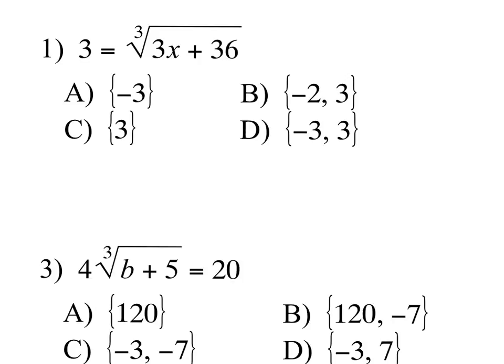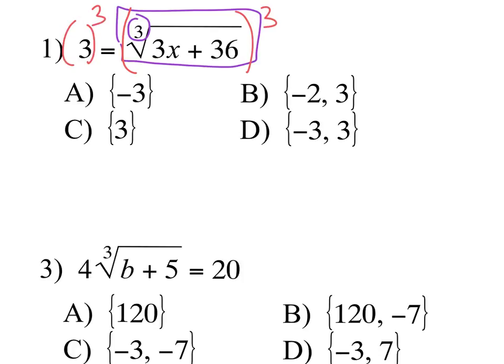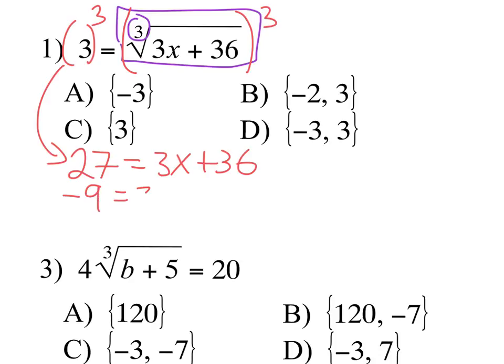The first one we'll do is number 1. And here I identify I've got a cube root function going on. It's already by itself, so what I need to do to undo that cube root is to cube both sides. And I'm going to carry this work down here. 3 cubed is going to be 27. And if I cube a cube root, they cancel each other out. We're left with 3x plus 36 on the inside. If I subtract 36 from both sides, I end up with negative 9 is equal to 3x. And then if I divide by 3, I get negative 3 is equal to x.